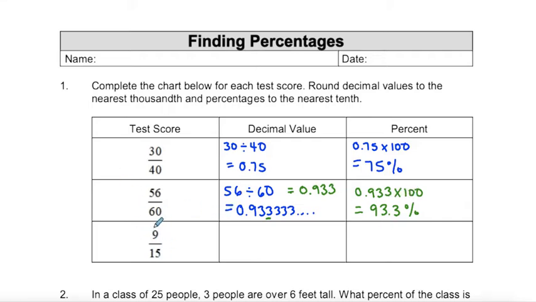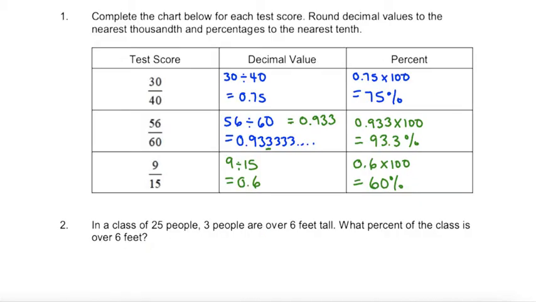The last fraction, or the last test score, is 9 out of 15. I'm going to take my numerator of 9 and divide that by my denominator of 15. 9 divided by 15 is 0.6. So I don't need to worry about rounding because I don't have more than 3 decimal places. And converting that into a percentage, I'm going to times that by 100, and that will give me 60%. So to change from a fraction to a decimal, take your numerator and divide by your denominator. And then to change that decimal to a percentage, you multiply that by 100.